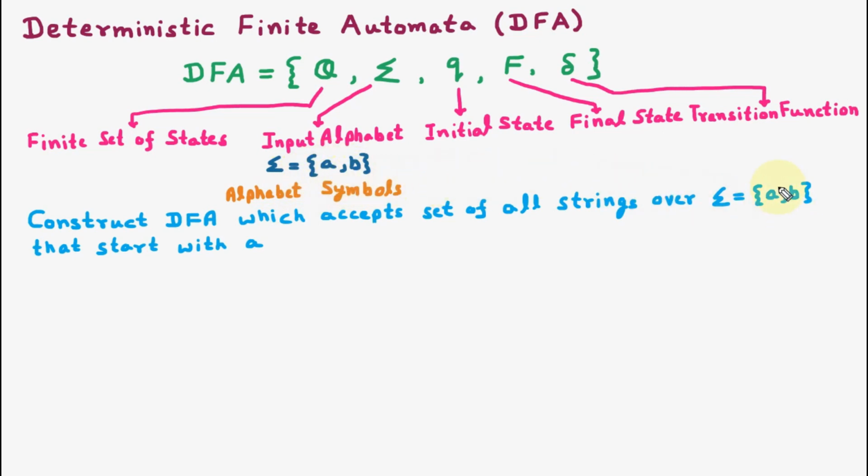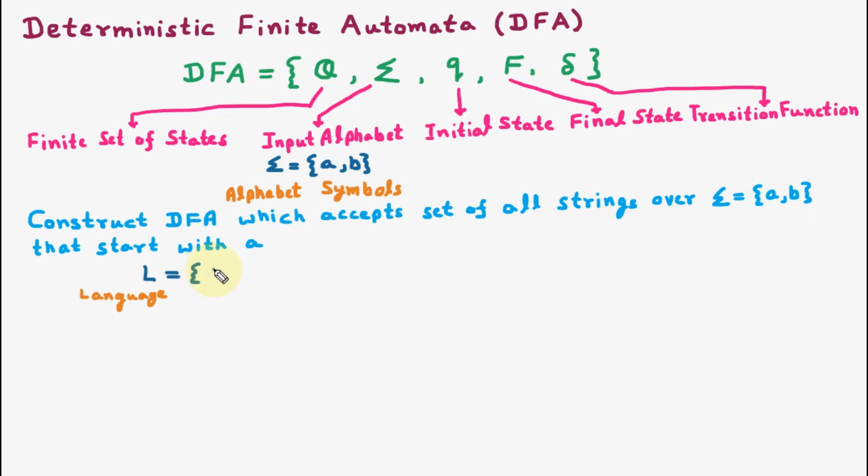So from a comma b we can create various strings, and these strings should start with a. So here we are going to construct a DFA for all the strings which start with a. Now we are going to construct the language. So we are taking L, which is a language that is equal to, it will contain all the strings which start with a, and that can be formed using a and b.